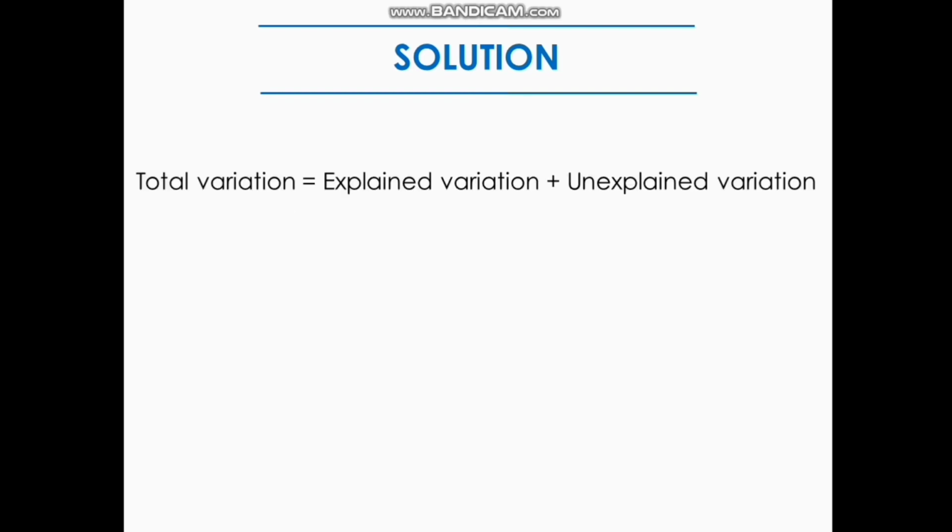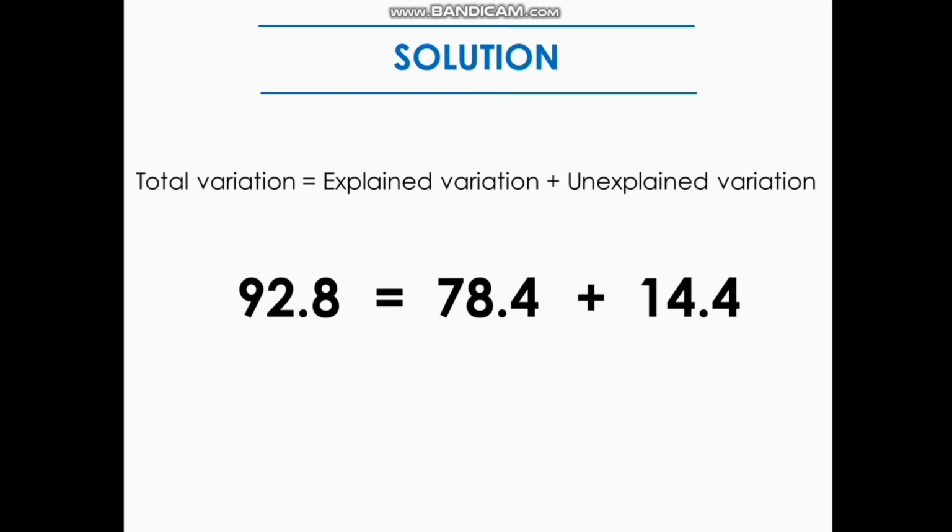Now let's check if our computed total, explained, and unexplained variations are correct. So our total variation is equal to 92.8, explained variation is equal to 78.4, and unexplained variation is equal to 14.4. So 78.4 plus 14.4 is equal to 92.8, which is also equal to our total variation. So our computed total, explained, and unexplained variations are correct.